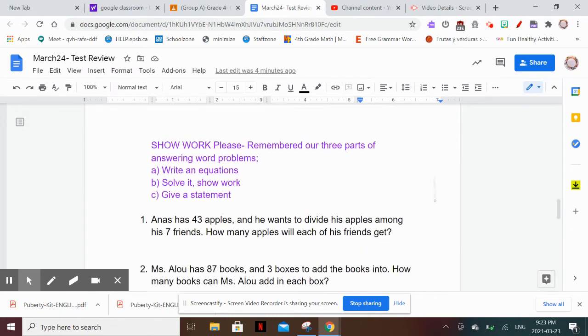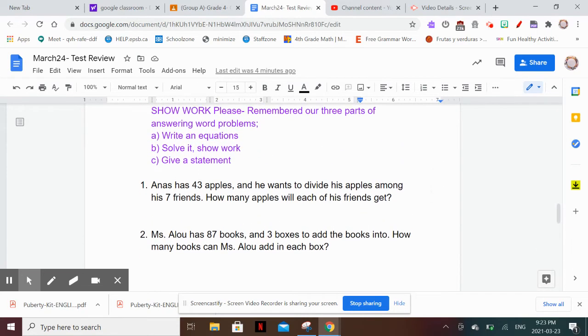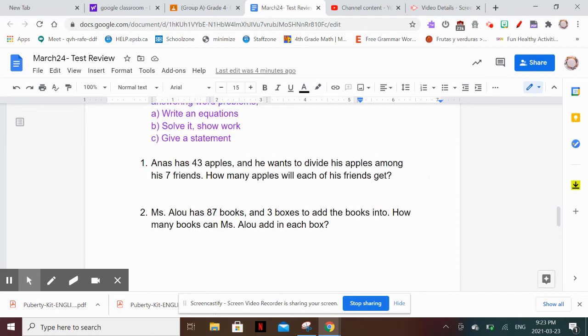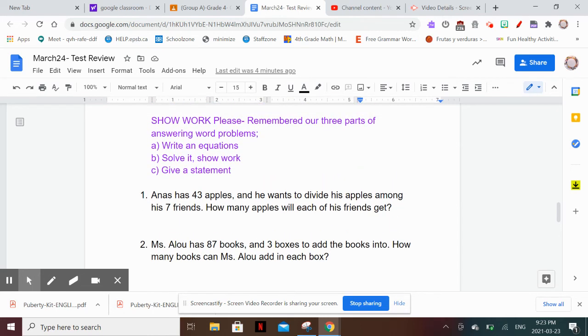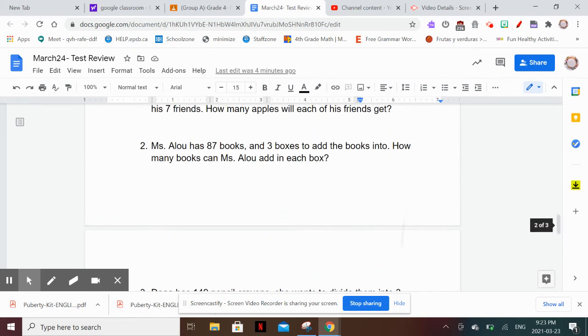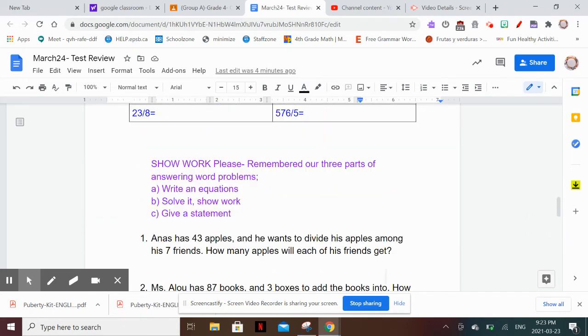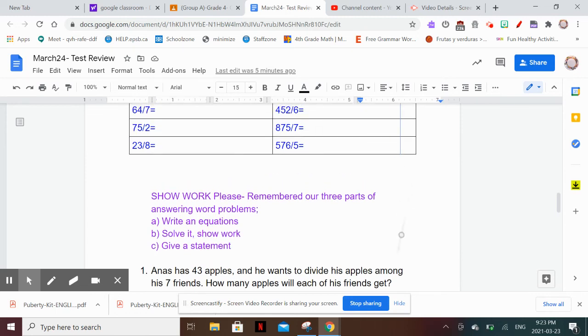And the last thing that I have for you here is word problems. So I will be giving you word problems on Thursday. Remember, when you're doing word problems, you need to do 3 things. 1, you have to have an equation. 2, you must show how you're solving it. And then 3, you need to give me a statement, a complete sentence about the final answer. I gave you 3 questions in here that you can work on. Again, do it on a piece of paper, show me work.